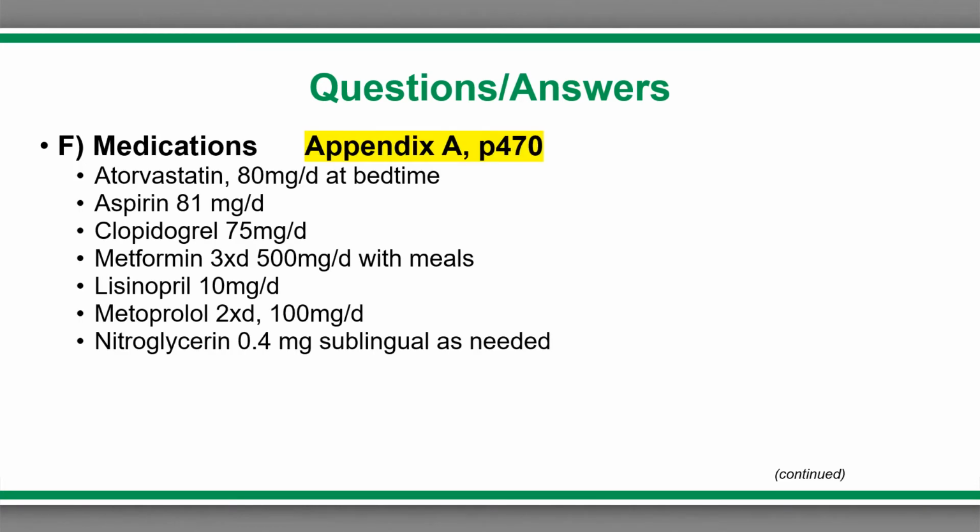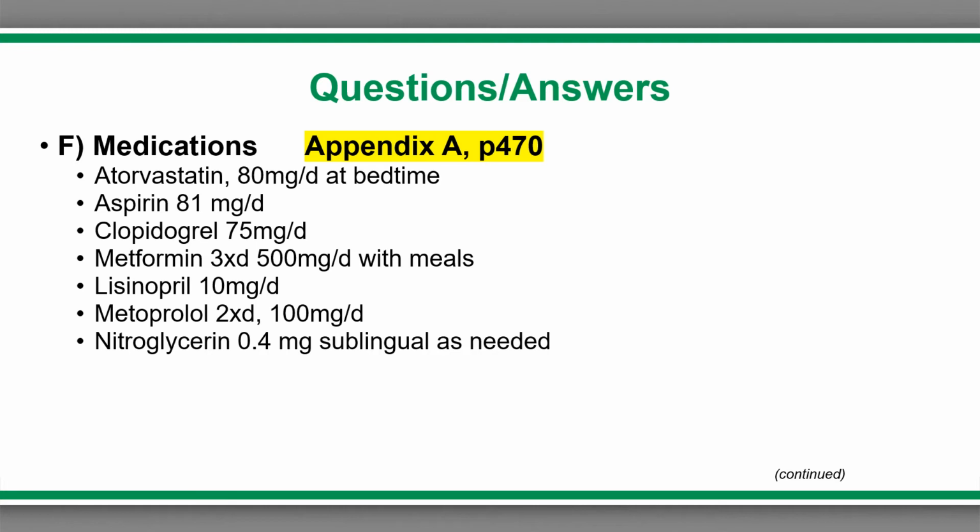So for her medications, the first is to look at Appendix A, page 470. The newer book does not have quite as much information in Appendix A as the previous guidelines book because it's becoming more and more difficult to summarize all of the medications in a table format. So what you'll see on table A1 is the medications that are most likely going to have an impact on exercise and how they influence the exercise.